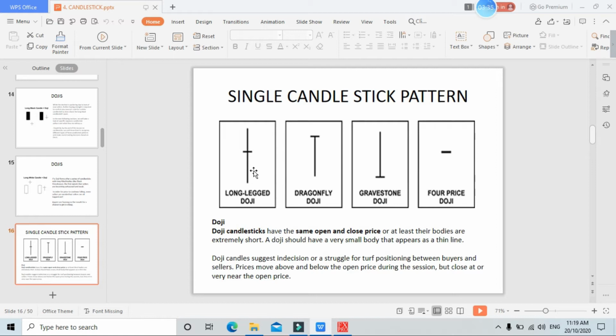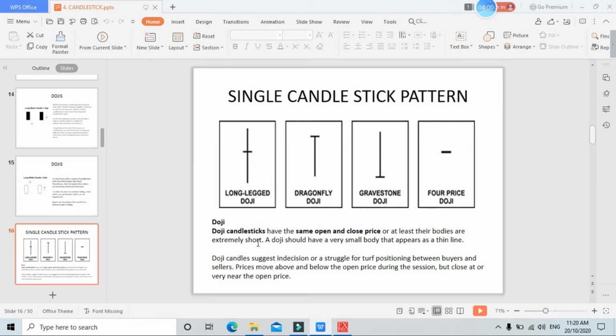These are single candlestick patterns: the long leg doji, the dragonfly doji, the gravestone doji, and the four price doji. These are all dojis, just with different names. A doji has the same open and close price, which means no body. The open is here, the close is also here, so you can't even see the body of the candle.